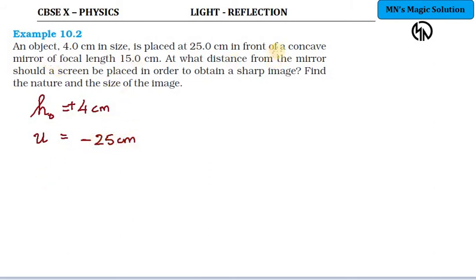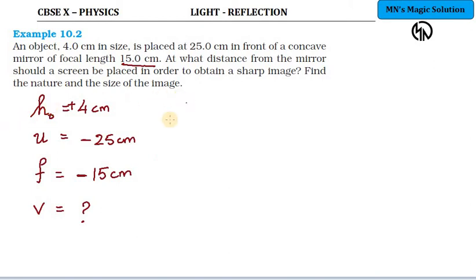Now, the focal length of the concave mirror is given as 15 cm. The focus of a concave mirror lies towards the left, therefore always the concave mirror's focal length value is taken as negative. So it is minus 15 cm. At what distance from the mirror should a screen be placed in order to obtain a sharp image? So at what distance the screen should be placed? The screen is where you obtain the image. So that is the image position, which is V. So they are asking you what is V.